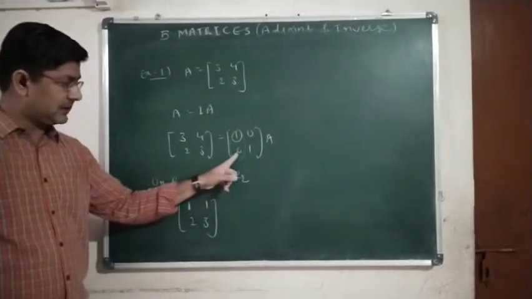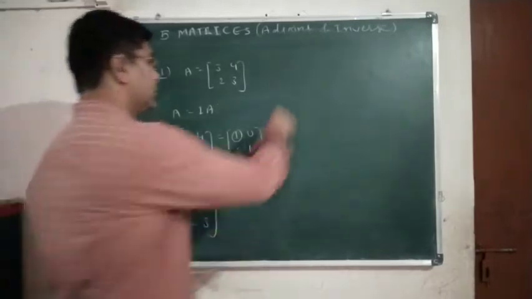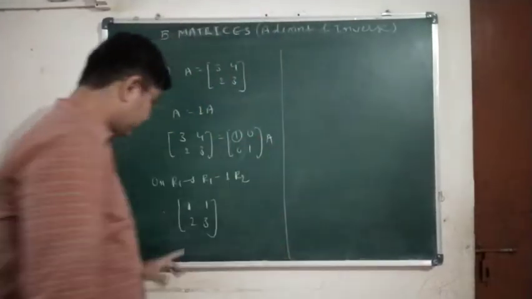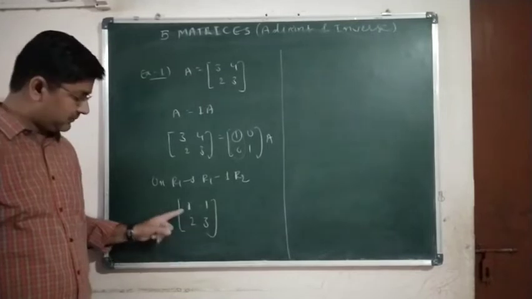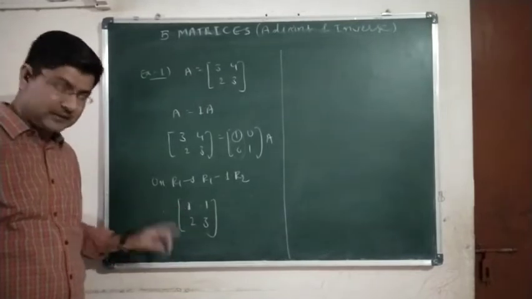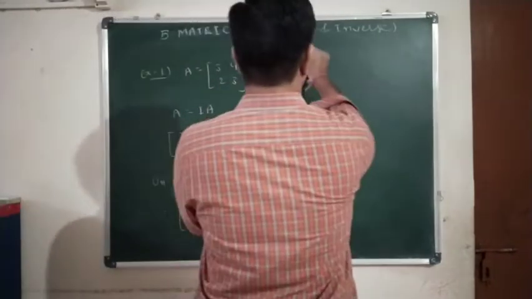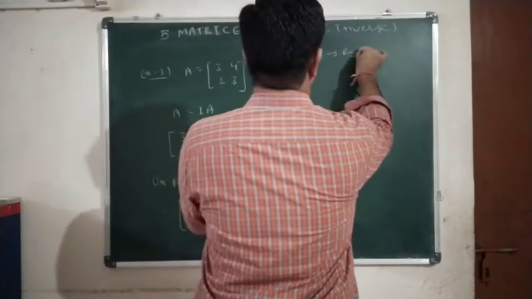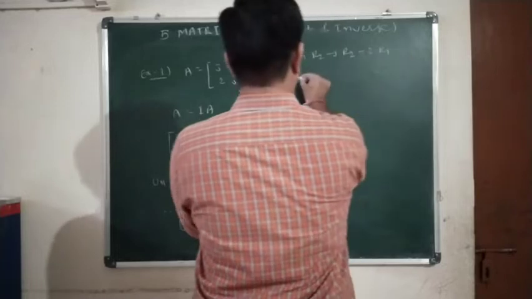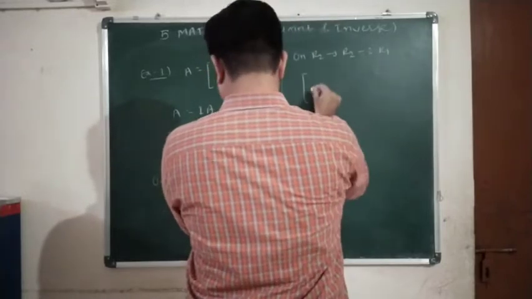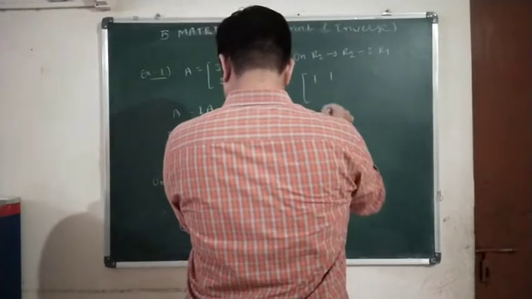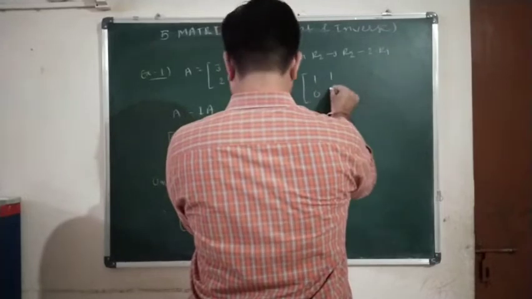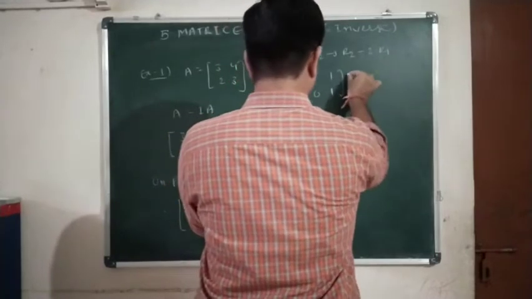Now our next task is to get 0 over here. So in order to get 0, what we can do, we can multiply the first row with 2 and subtract it from the second row. So on R2 minus 2 into R1, therefore 0, 3 minus 2 will be 1.